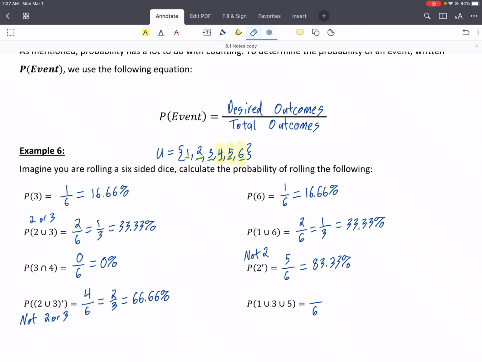And lastly, we have probability of rolling basically a 1 or a 3 or a 5. So we could roll a 1, that works. We could roll a 3, that works. And we can roll a 5. So we have a 3 out of 6 chance, which is 1/2, which is 50%.